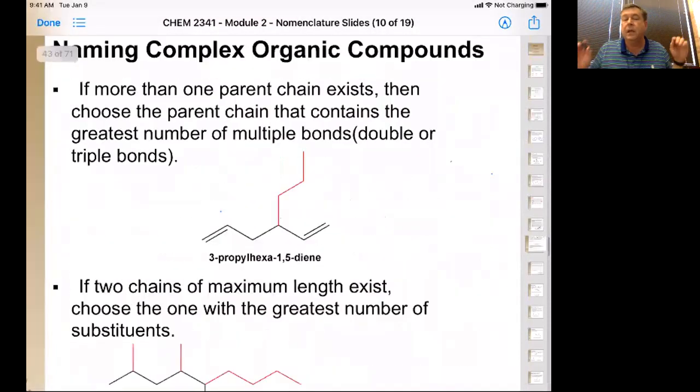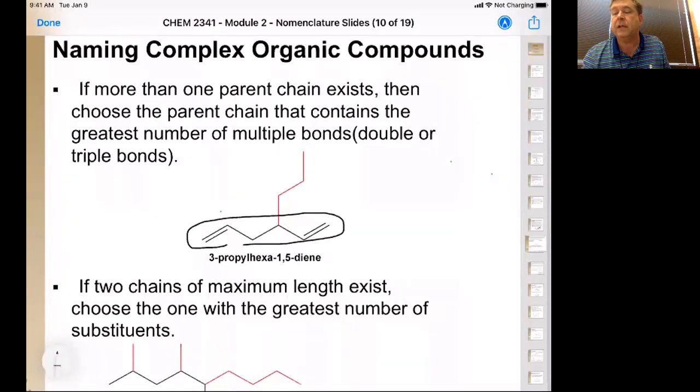Okay, so if the possibility for more than one parent chain exists, and you can choose a parent chain which contains the number of double or triple bonds, you always do that. Even if you can find a longer chain, you put as many functional groups on that main chain as possible. So our main chain becomes the diene now, and that tells us that we can have a 6-carbon chain on that, which leaves everything else as a substituent.